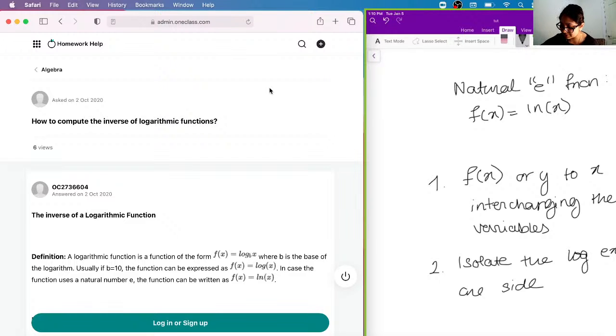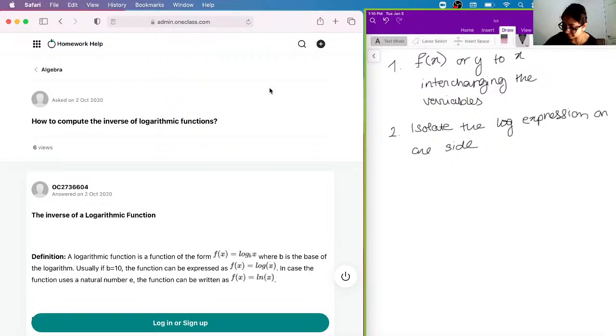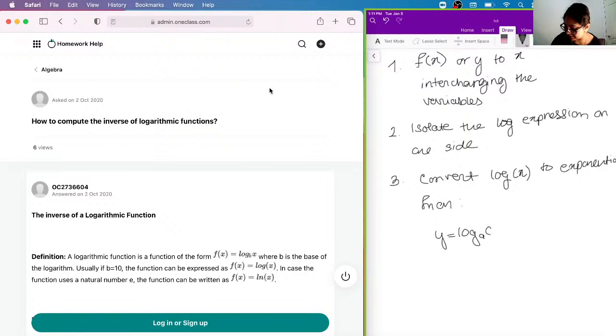And then the third step would be to convert or transform the log function to an exponential function. By using the following property, as we discussed earlier, if you have y is equal to log base a of x, this will then become x is equal to a to the power of y. Okay, this is your exponential function.